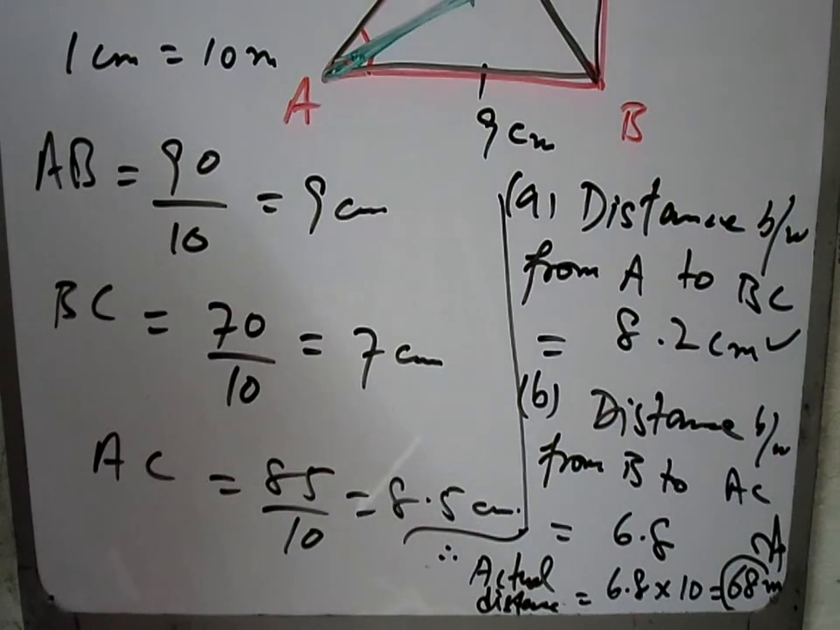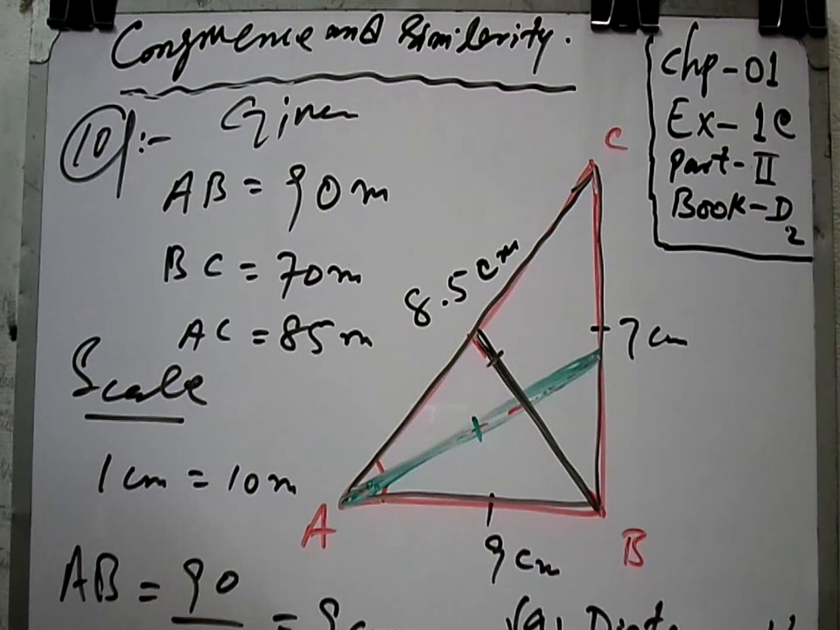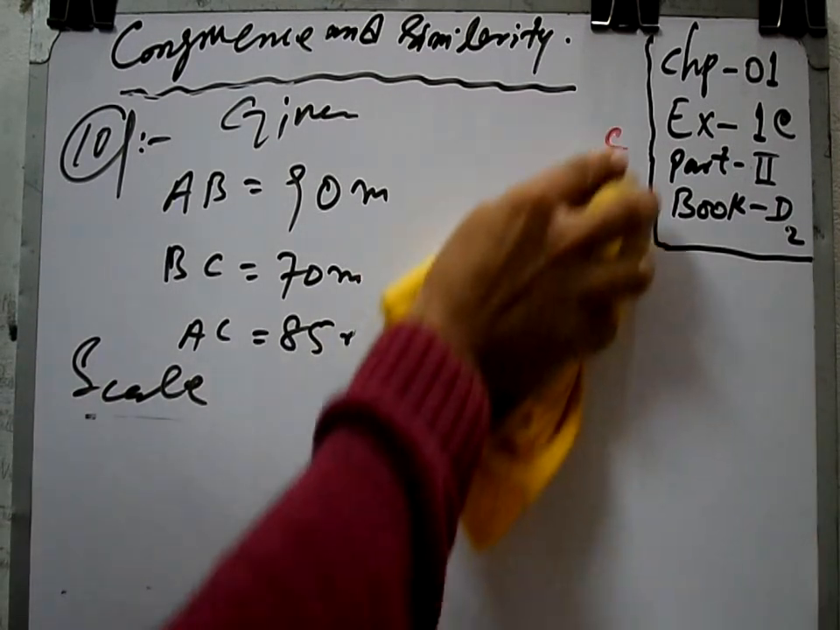So coming to question number 11, a map is drawn on a scale of 5 centimeter to 2 kilometer. A road on the map has a length of 12.5 centimeter. Find the actual length of the road in kilometer. And B portion, the length of the same road drawn on another map of scale 3 centimeter to 10 kilometer. So first of all, what is the scale? Coming to question number 11.